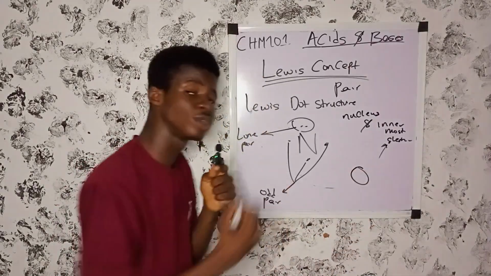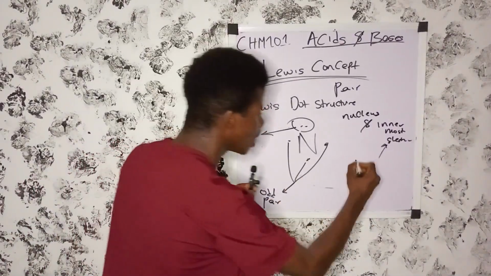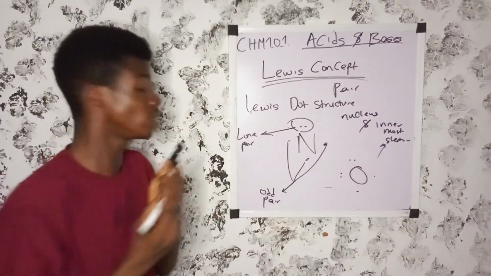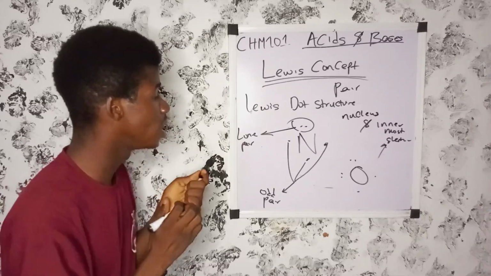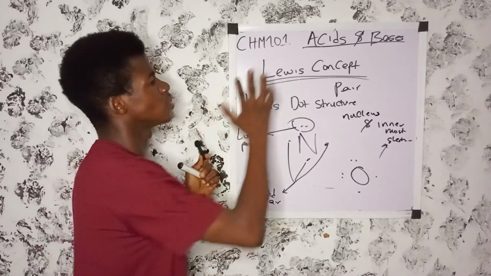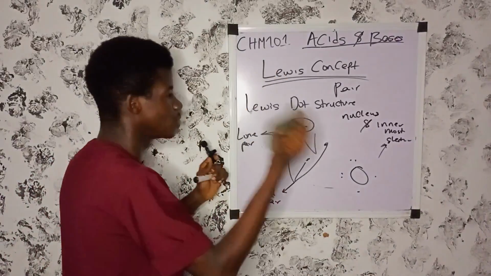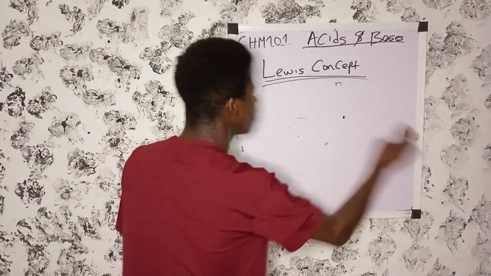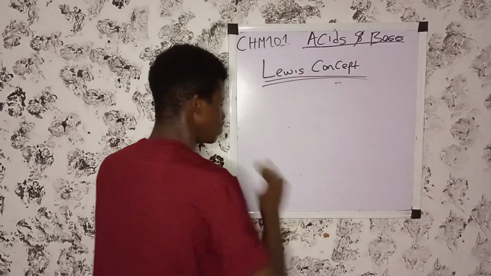Then what about oxygen? What is the valence electron for oxygen? It's 6, so we arrange it 1, 2, 3, 4, 5, 6. You find out that oxygen has 2 lone pairs and 2 odd pairs. Now let's go back to the Lewis dot structure. You will know why I do this.